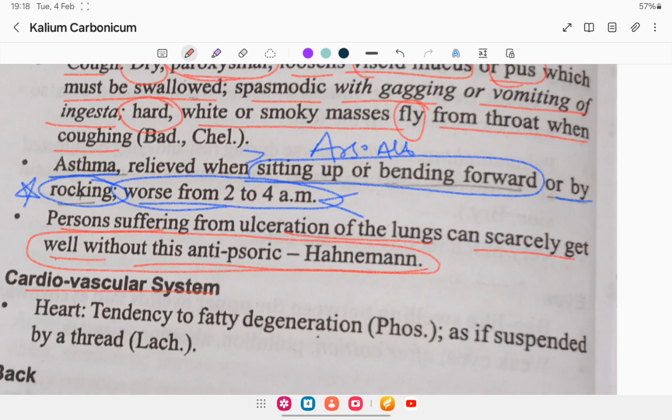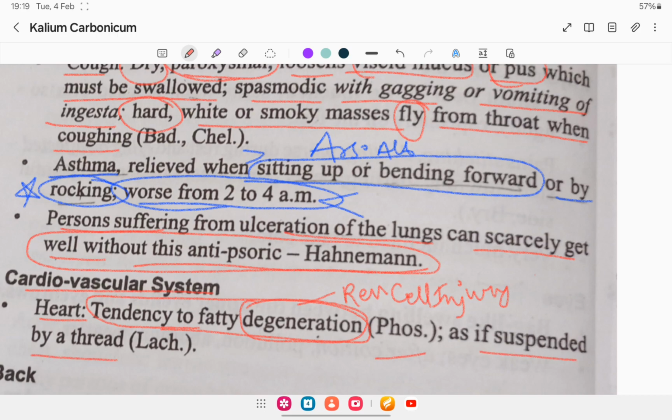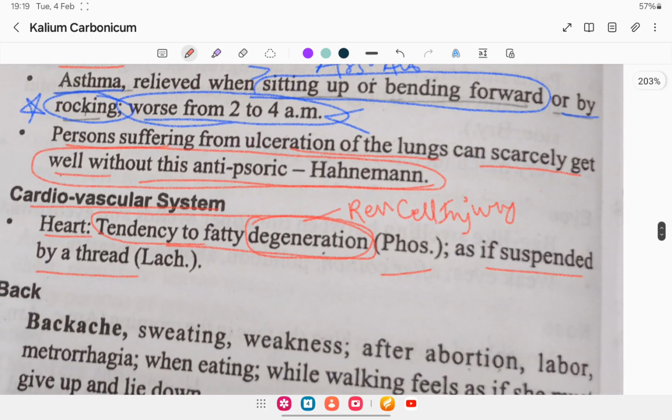About cardiovascular system, heart, tendency to fatty degeneration. Degeneration is also another name for reversible cell injury. I am writing here reversible cell injury. So fatty degeneration, fatty changes. Also in phosphorus, as if suspended by thread, lachesis.